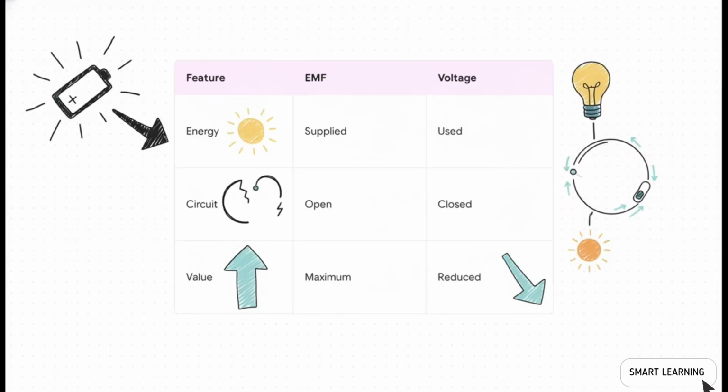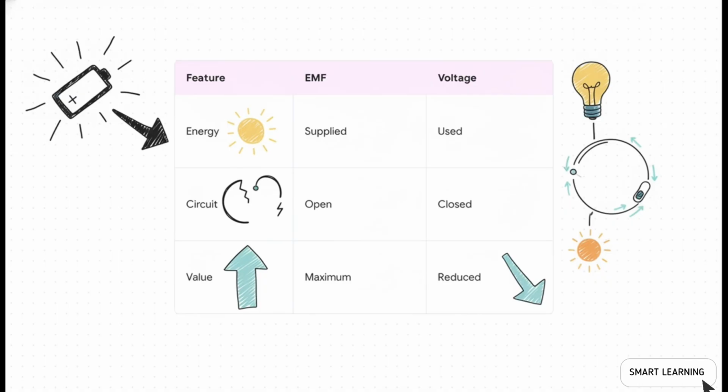Let's just clearly map out these distinctions so we never get them confused again. First up, energy. EMF is the total energy supplied by the source, whereas potential difference is the energy actually used between two specific points. Second, the circuit state. EMF is measured when the circuit is completely open and no current is being drawn. It's like the perfect ideal state. Potential difference, on the other hand, is measured when the circuit is closed and current is actively flowing.